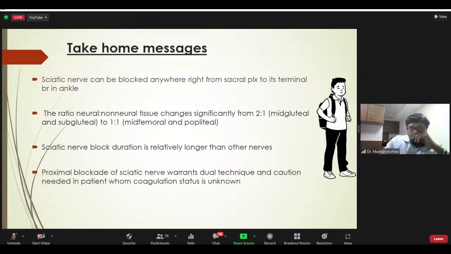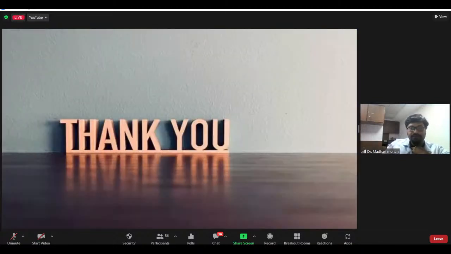So last is proximal blockade of the sciatic nerve warrants a dual technique. As I said earlier, it's a deeper block. I would suggest going with PNS, though if you are confident in USG, to improve the success rate and to avoid complications. And a caution to keep in mind: if you are getting a patient and you don't know the coagulation status of the patient, it's better to avoid the proximal blocks, and if possible, you can go to the distal blocks. Thank you.